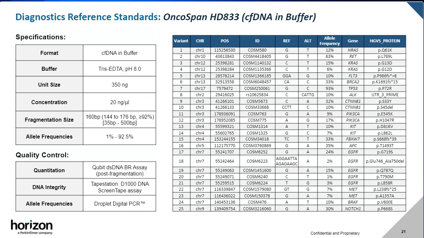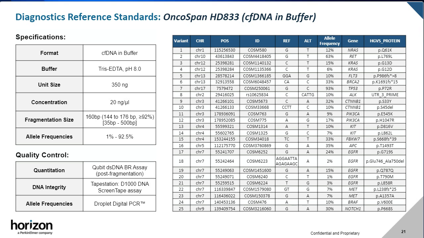As for the OncoSpan cfDNA and buffer product that was used in the study Chris just described, the product is provided in Tris EDTA buffer, which offers a shelf life of 36 months, which we're looking to extend based on ongoing stability studies. The unit size is 350 nanograms at a concentration of 20 nanograms per microliter.